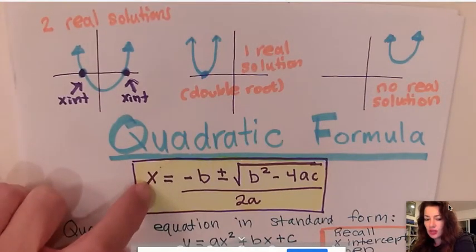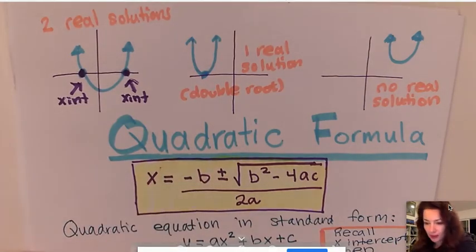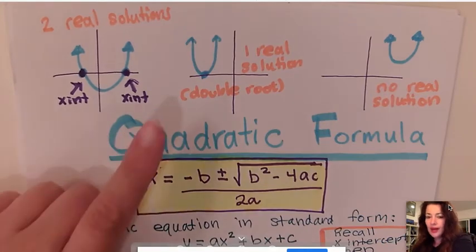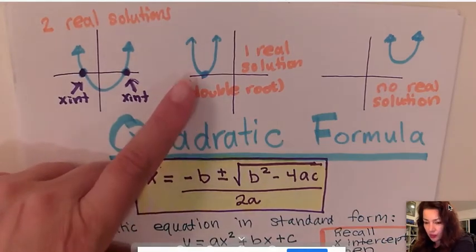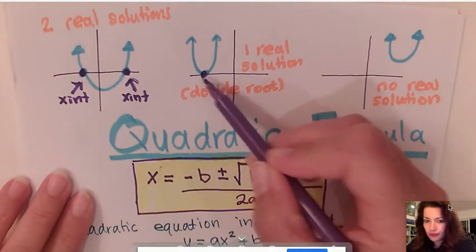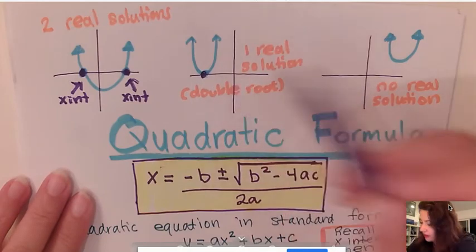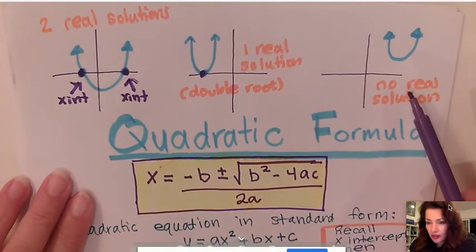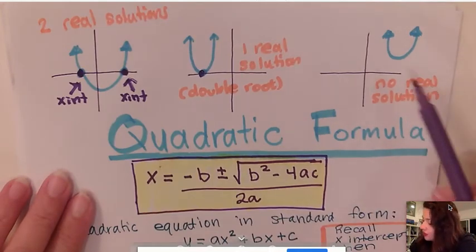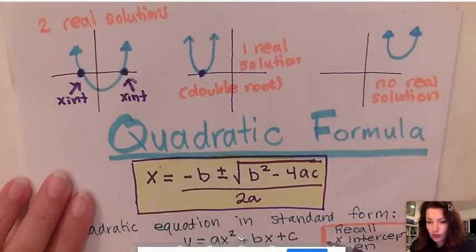So when you're using the formula, this is where you have the plus or minus. You'll probably end up with two real solutions. Then we have one real solution. So this is what it would look like on a graph. And we actually call this a double root. It only touches the x-axis at one point. And then the situation could happen where we have no real solution. So what does that mean? You can see the graph does not touch the x-axis. So that means no real solution.